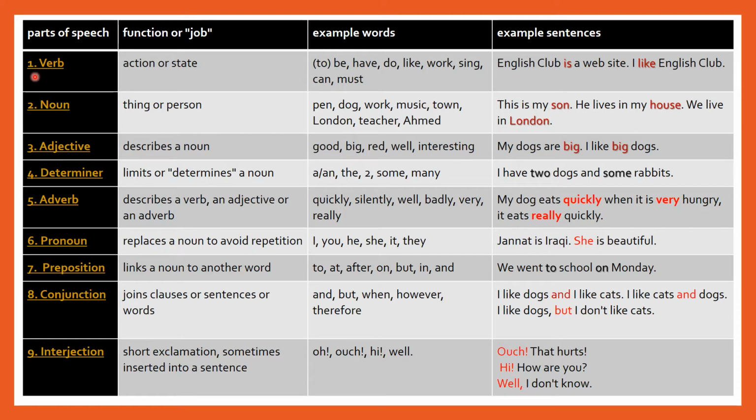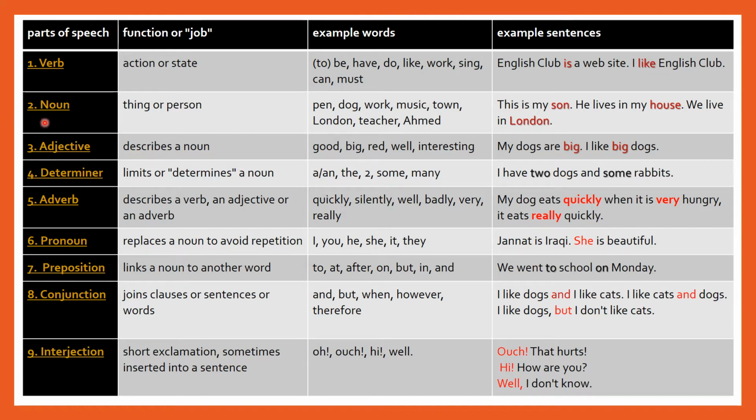The first part of speech is verb. It is action or state. Example verbs are to be, have, do, like, work, sing, can, and must. Example sentences: English Club is a website. I like English Club. As we see here, there are 2 verbs, is and like.